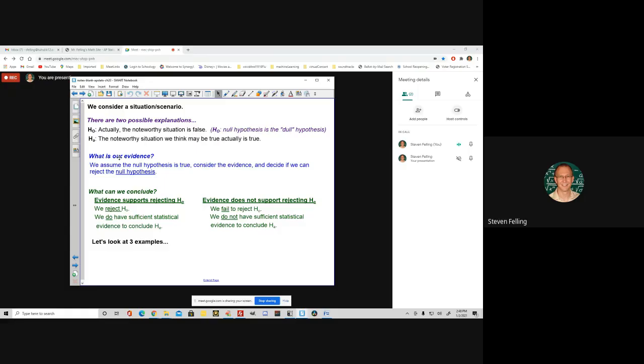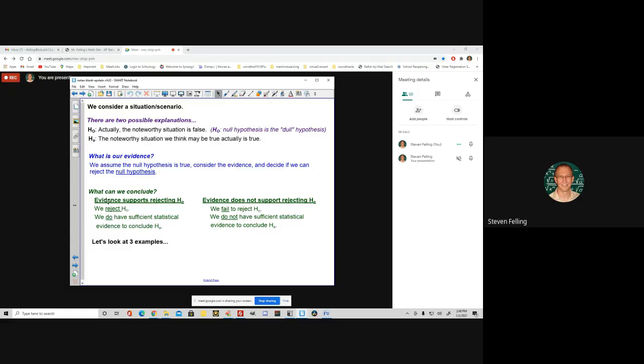Then we consider our evidence, which is something taken from a sample typically. We're going to say, let's assume that the null hypothesis is true, and let's determine, based on how unusual our evidence would be if that's true, whether or not we can reject that null hypothesis. And then in the end, we're going to make one of two conclusion paragraphs, and they always look exactly the same way. So let me start showing you the wording, the way we need to write it up.